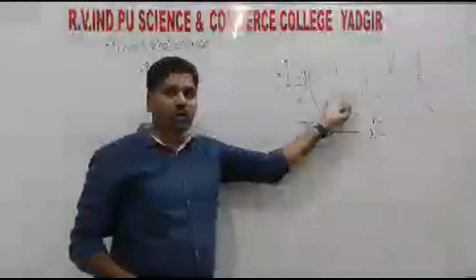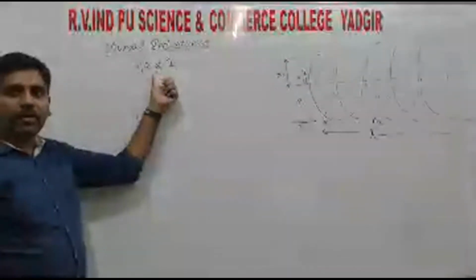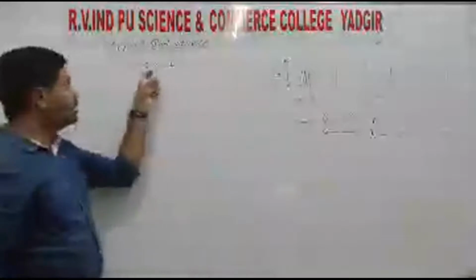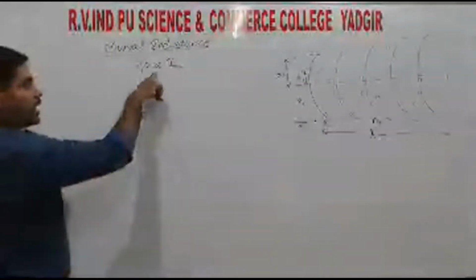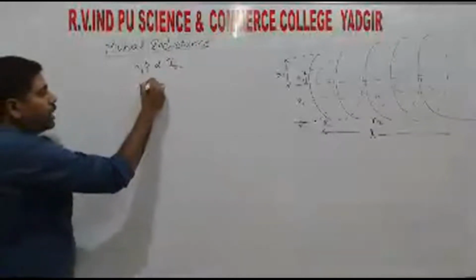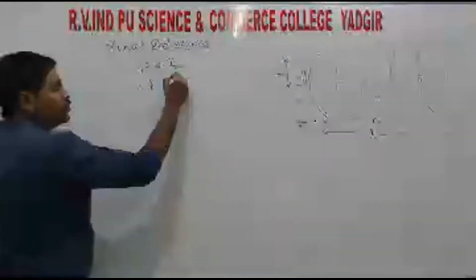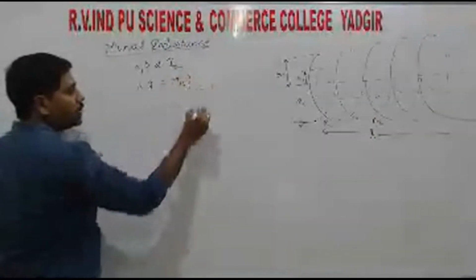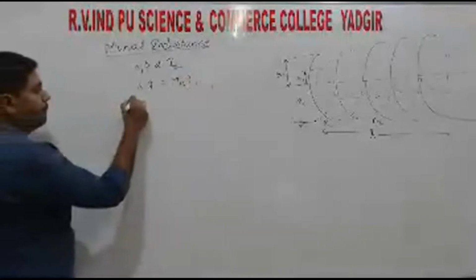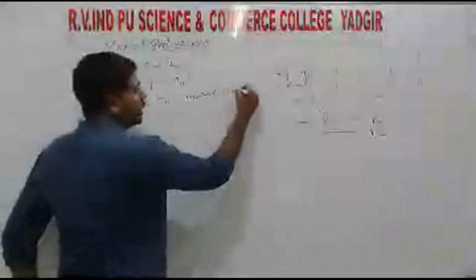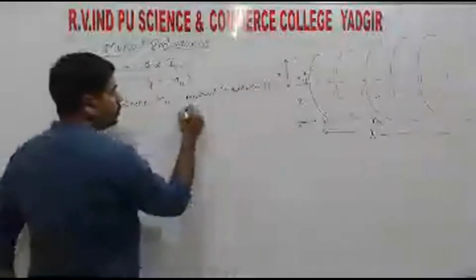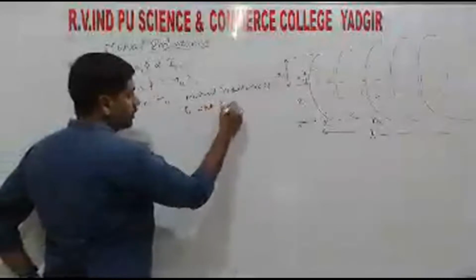N1 phi 1, that is the flux which is linked with the first solenoid, hence we take N1 phi 1. So phi 1 is the flux which is linked with the first solenoid, that is directly related to the current which is flowing in the second solenoid, right? So N1 phi 1 is directly proportional to I2, right? So N1 phi 1 is equal to M12 I2, right? Where M12 is the mutual inductance of S1 with respect to S2, right?